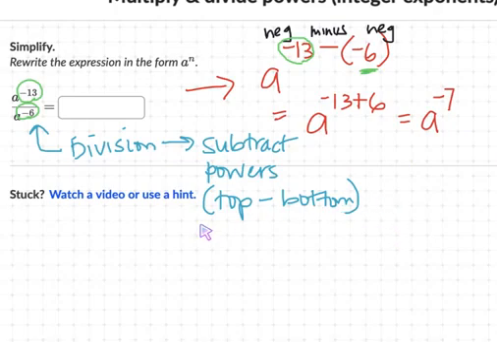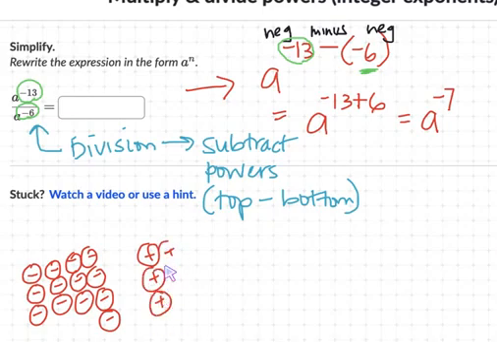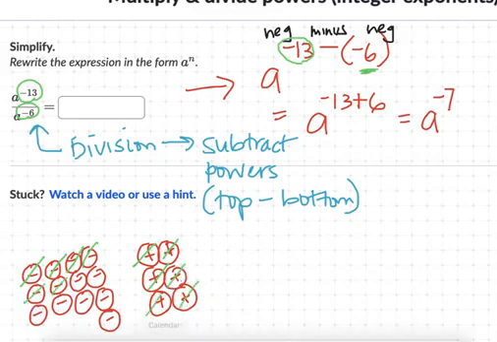You could do it in your head by thinking there's 13 negatives: 3, 6, 9, 10, 11, 12, 13, and then there's 6 positives: 1, 2, 3, 4, 5, and 6. Each negative and positive will cancel each other out. So here's a pair, they cancel. Here's a pair, they cancel. Here's a pair, they cancel. Here's a pair, they cancel. Pair, pair, and that's it. So I'm left with 1, 2, 3, 4, 5, 6, 7.